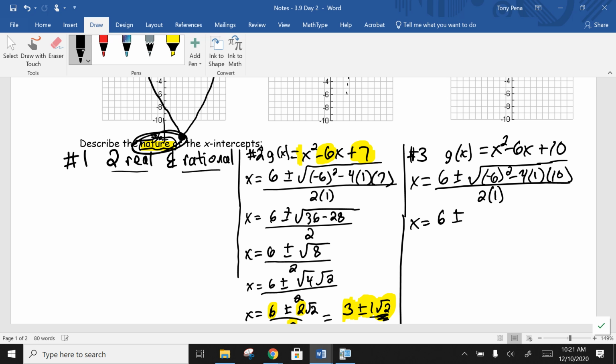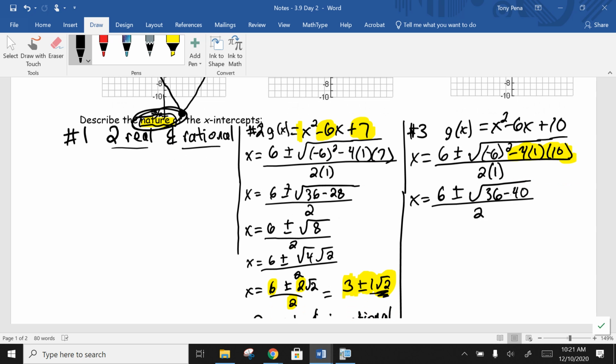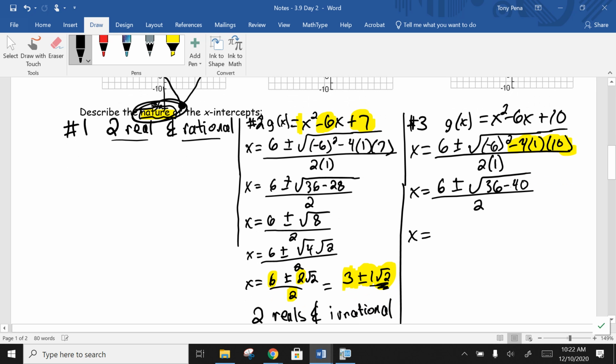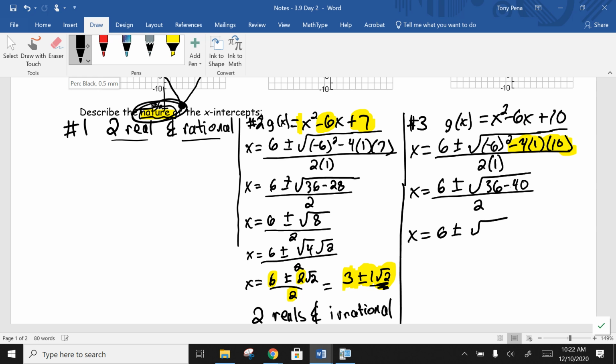So we're going to get 6 plus or minus the square root of 36. This is the negative 6 squared. And then the negative 4 and 1 make a negative 4, but then that negative 4 gets multiplied by a 10, so this should give us a negative 40. And then this is all over 2. Okay? So if we come into here, we get 6 plus or minus the square root of negative 4, all divided by 2.